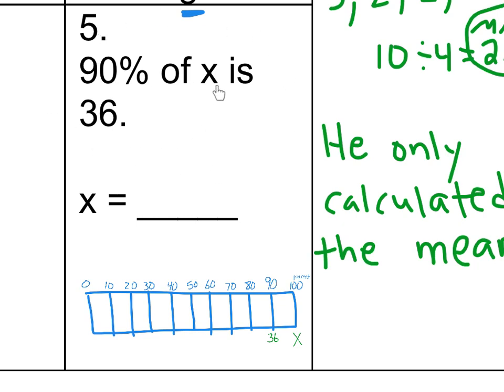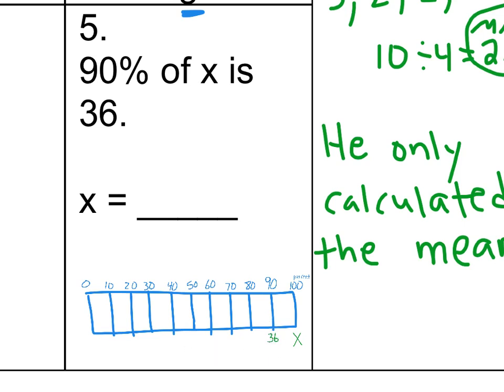It says of x. So x has to be our whole, because what we know is that 90% is 36, but what we don't know is what the total is. It's 90% of what? So x is our what? X is our whole, and 90% we line up with the number 36. So you can see that I have 9 equal rectangles that equal 36.